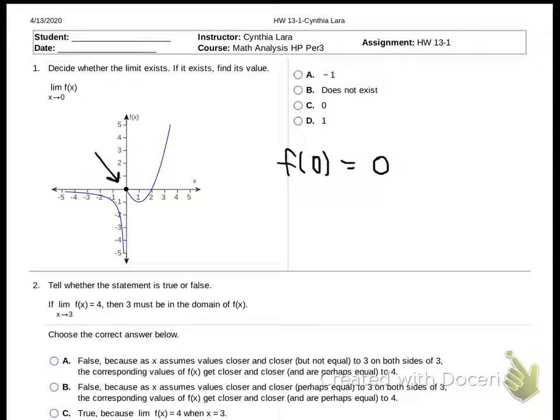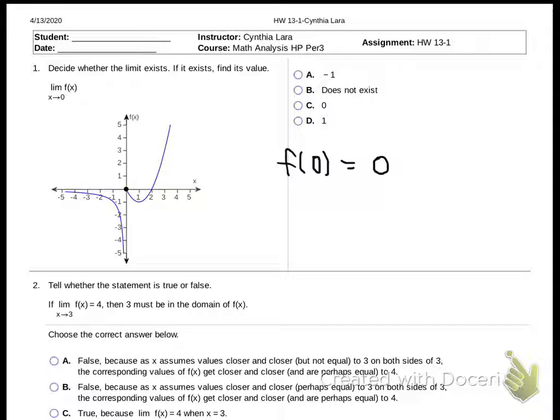Down at the bottom over here, you can see it's actually not touching, it's just going down. It looks like an asymptote on the left. So f of 0 is 0. That's not what we're asking. That's old news. We are asking, what is the limit?